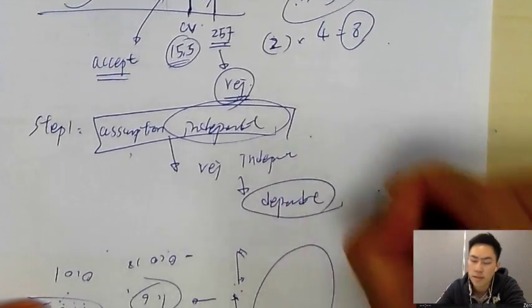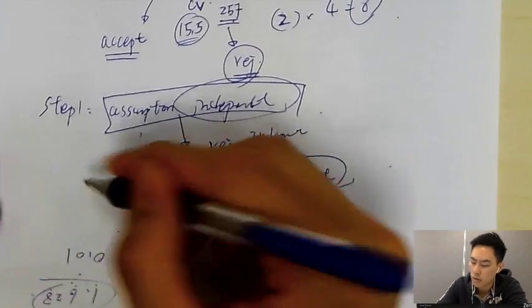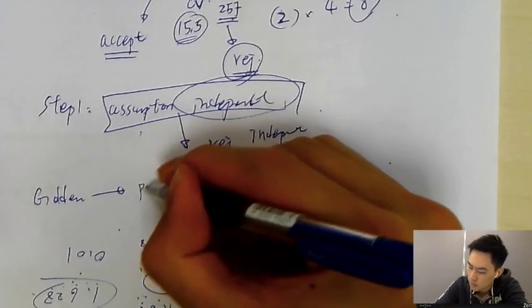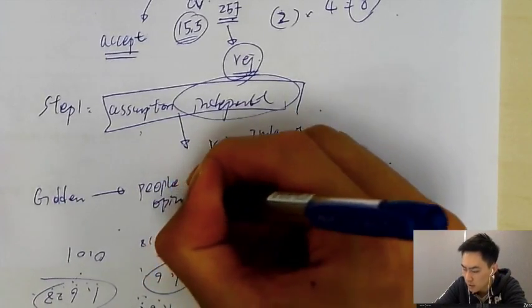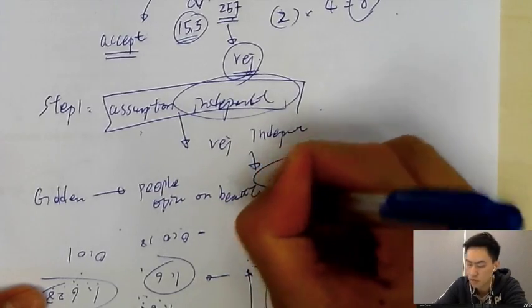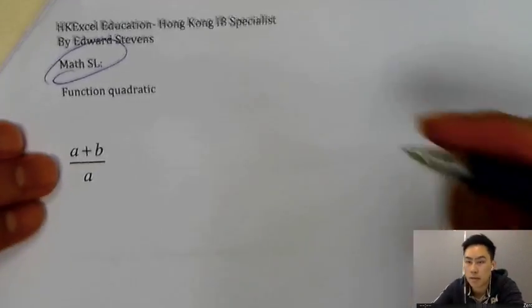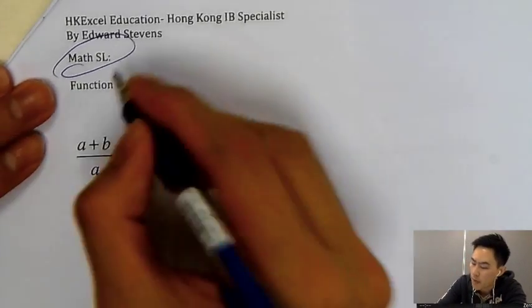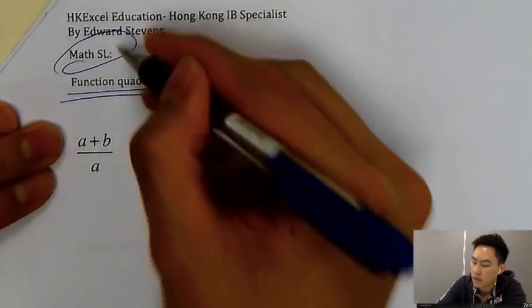So then you can lead to the conclusion that actually the golden ratio would result in people's opinion on beauty, right? So that's your conclusion. This is for the math studies level, and after you explain the result, you have to write the limitation. But for math SL, obviously just writing the correlation and the chi-square test is not enough. So I would recommend you to add a function topic, quadratic.